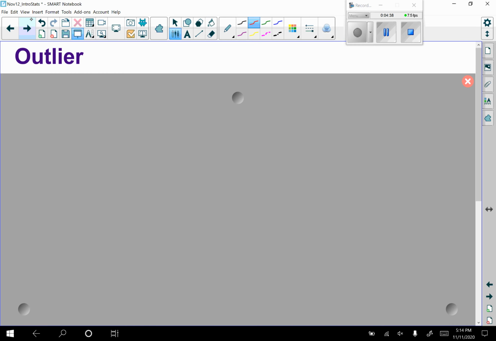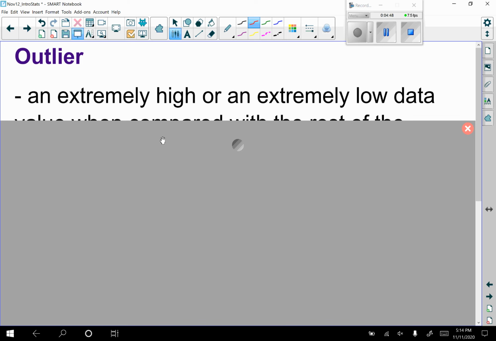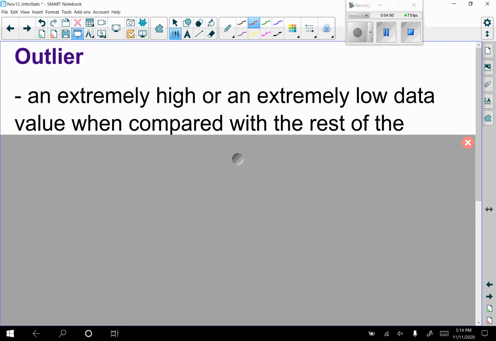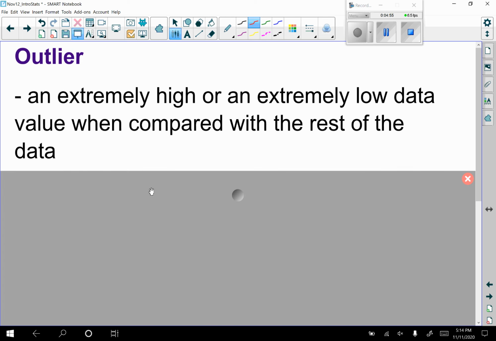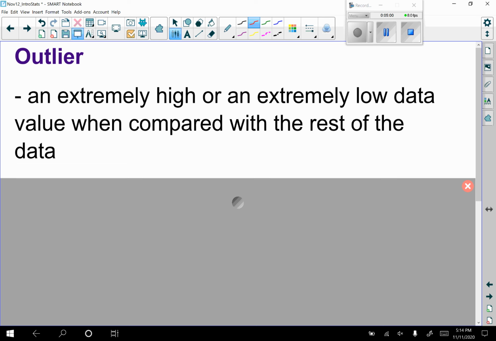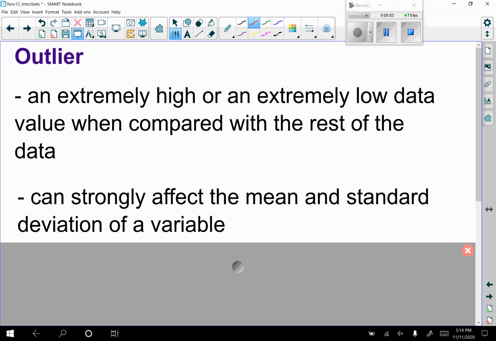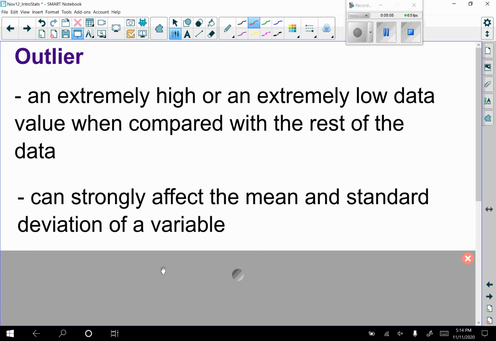We kind of have an idea when some values are so far away from most of the data set, we can say, yeah, this looks like an outlier, but there's an actual calculation or a little test. If you recall, an outlier is just an extremely high or an extremely low data value when compared with the rest of the data. But it actually falls within a certain range for us to really say, hey, yes, this is an outlier. And we've seen how outliers can definitely affect the mean and the mid-range, and even the standard deviation of a variable.